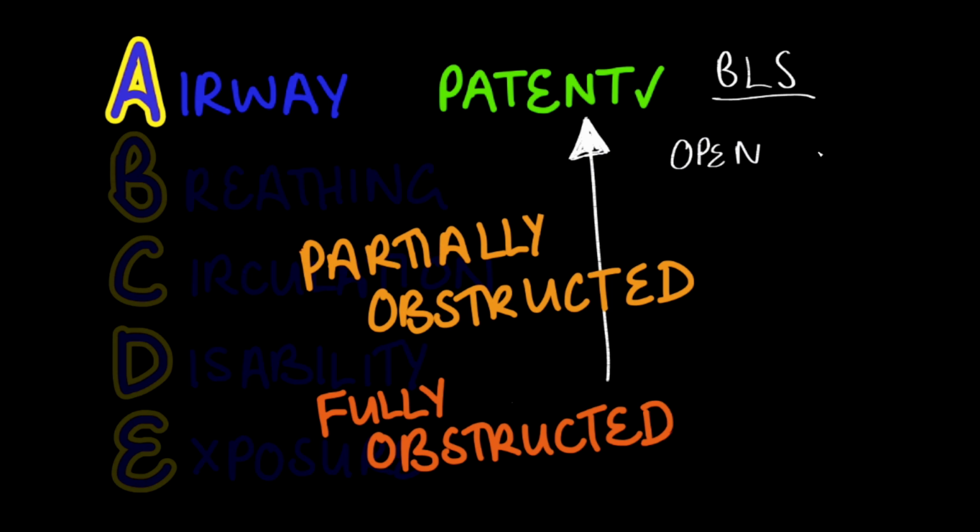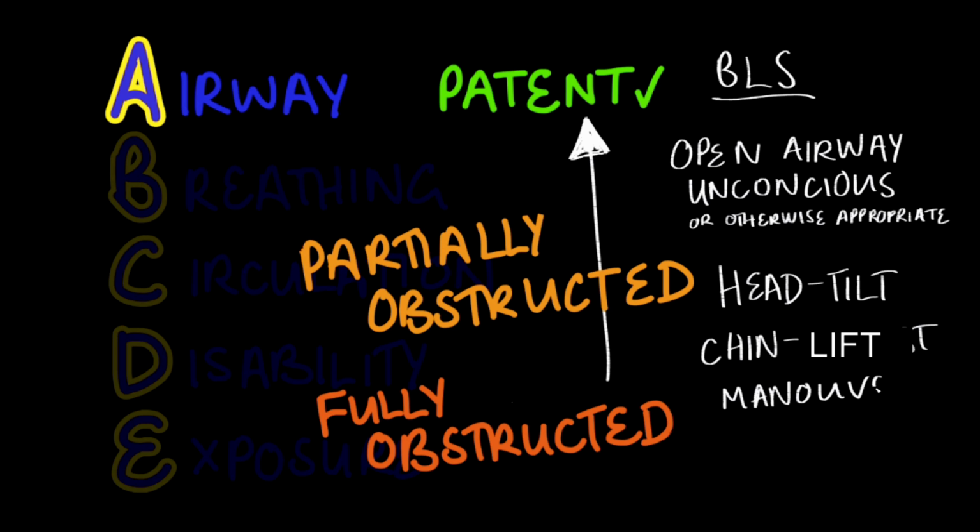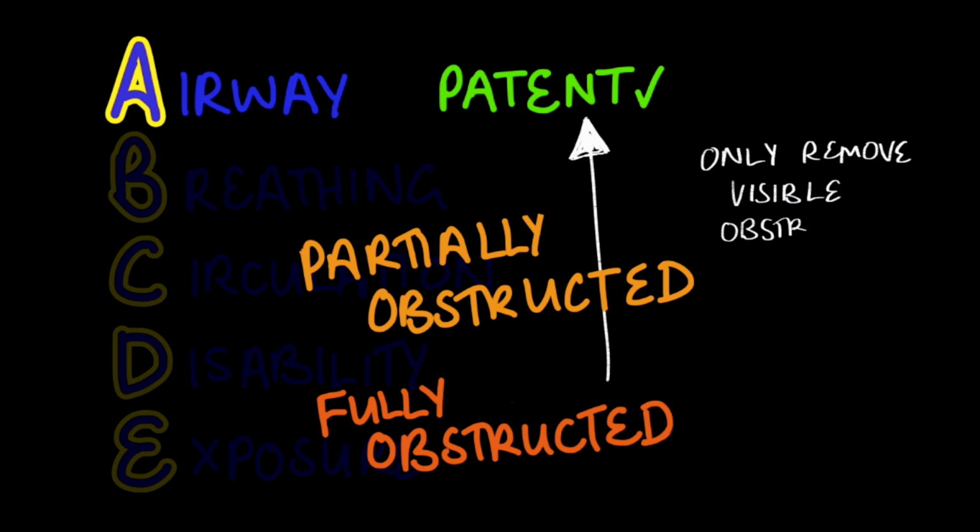If the patient's unconscious or you need to otherwise open up the airway, you have the head tilt chin lift maneuver. Only attempt to remove visible obstructions. Don't go poking down the airway. You're likely to push the obstruction down further, or irritate the airway, or damage it.